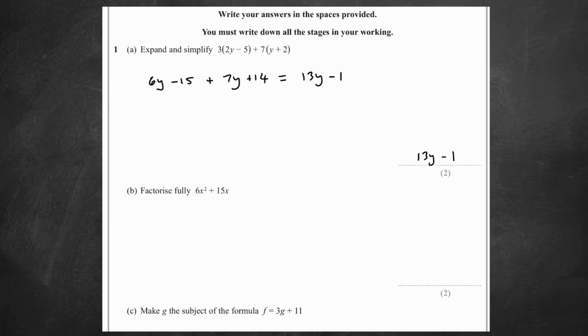Part B, factorise fully 6x squared plus 15x. So x goes into both of these, and I can also see 3 goes into both of these. So we're going to take 3x outside, and we're going to get 2x on the inside, plus 5.